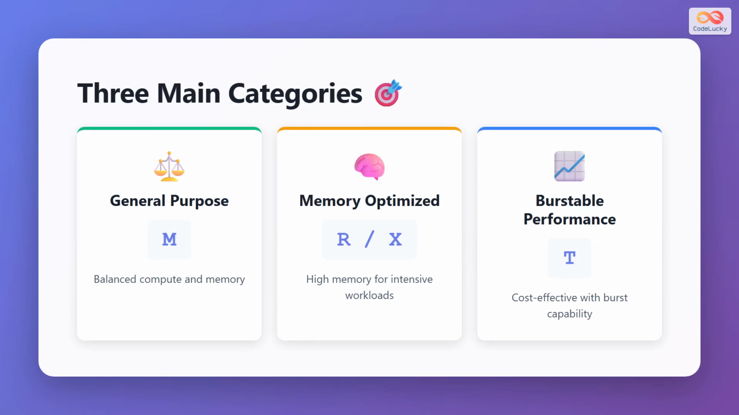RDS instance classes fall into three main categories. General purpose instances, represented by the M family, provide a balanced ratio of compute and memory suitable for most workloads. Memory-optimized instances, using R or X families, offer higher memory to CPU ratios designed for memory-intensive database operations. Burstable performance instances, marked with T family, are cost-effective options with baseline performance and the ability to burst when needed. Each category serves different use cases and budget requirements.